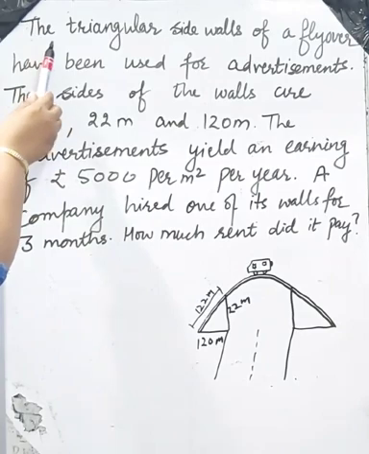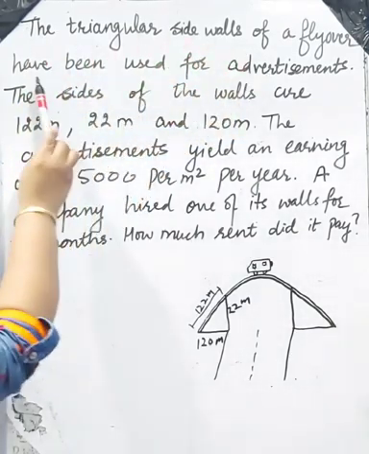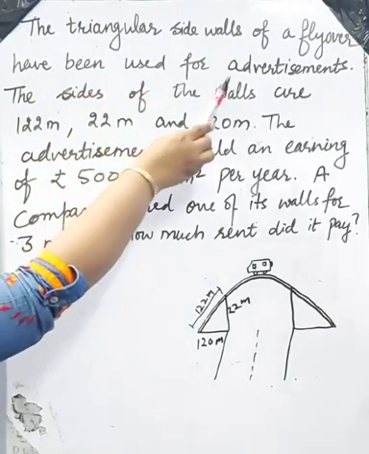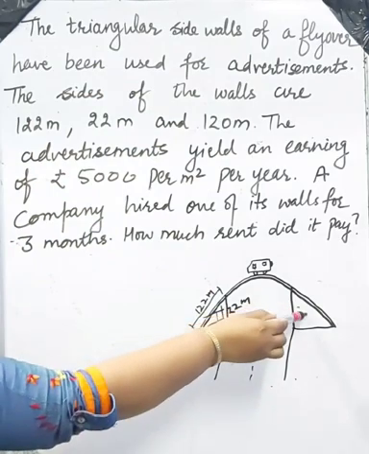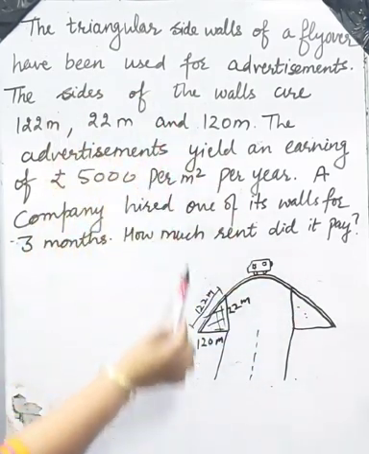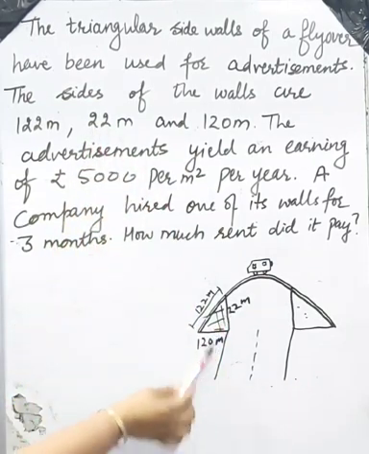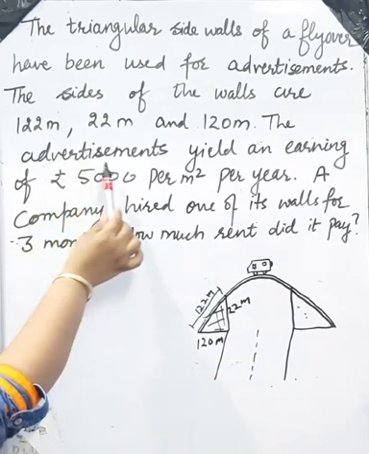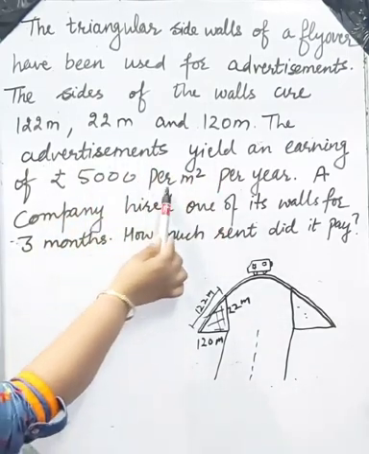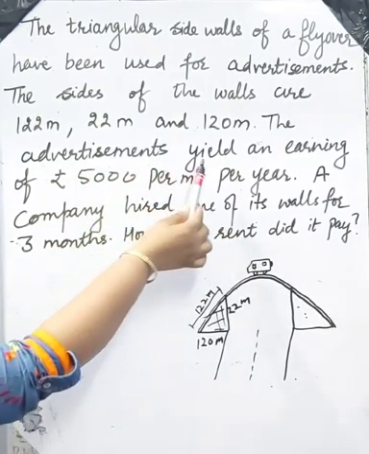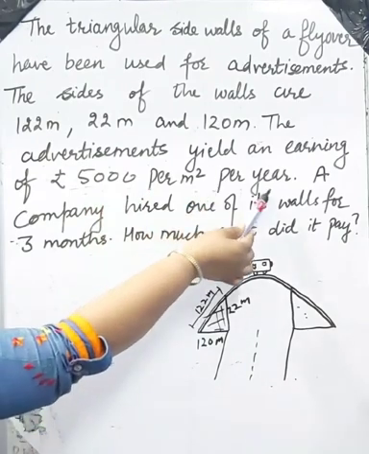Solution of exercise 12.1. The triangular side walls of a flyover have been used for advertisement. The sides of the wall are 122 meter, 22 meter and 120 meter. The advertisements yield an earning of rupees 5,000 per meter square per year.